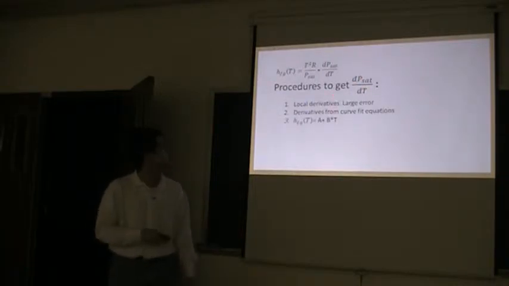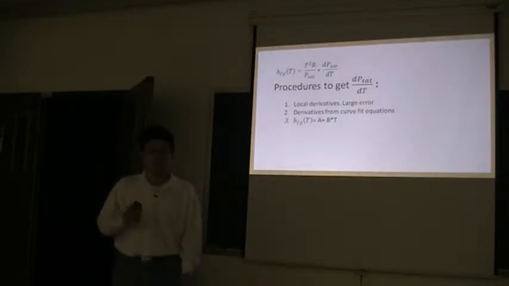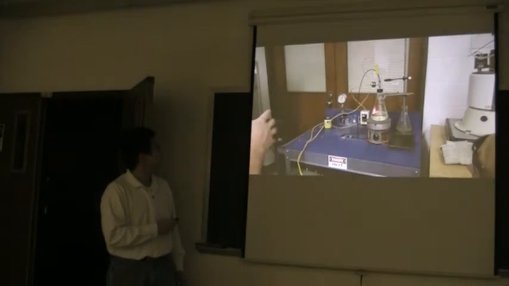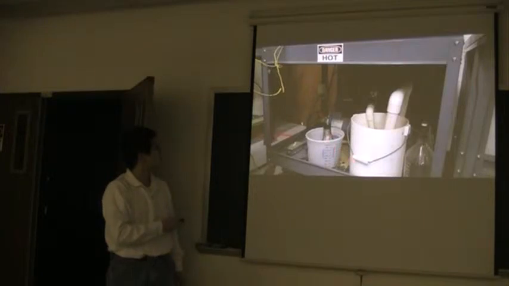One is by using a local derivative, and this has a very large error, which I will show later. The second one is to find a curve fit, like an exponential fit, and you use the equation to find the derivative. And the third one I will explain later. And here I go over the apparatus a little bit. That's the pressure sensor, that's the thermocouple, and here is the intake for drawing all the air out into a water pump system. And here is the heating station over there, and here's the water pump printer.